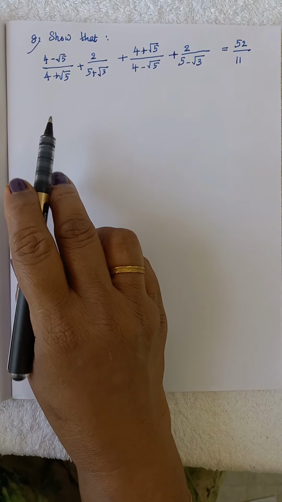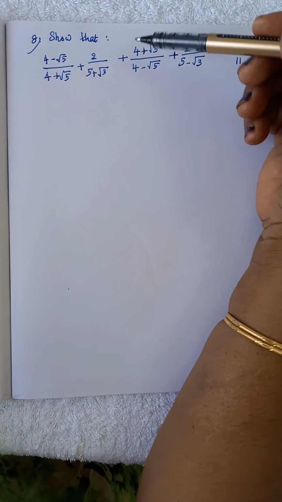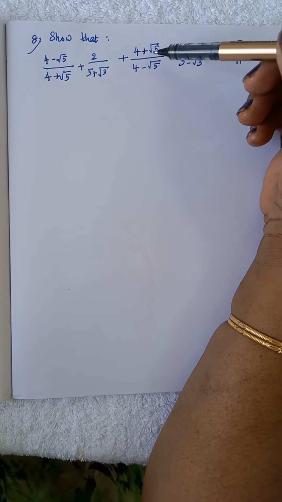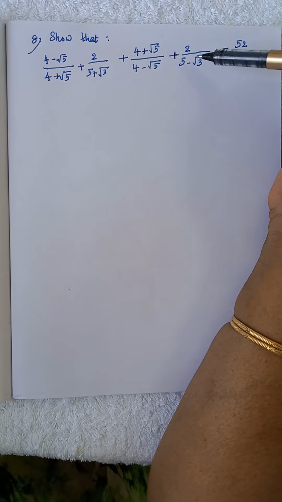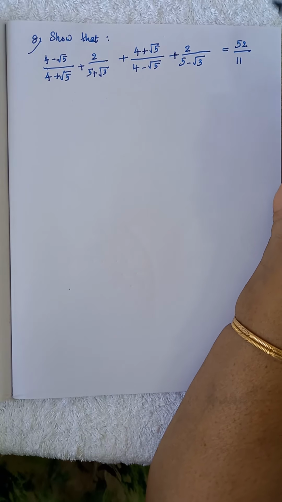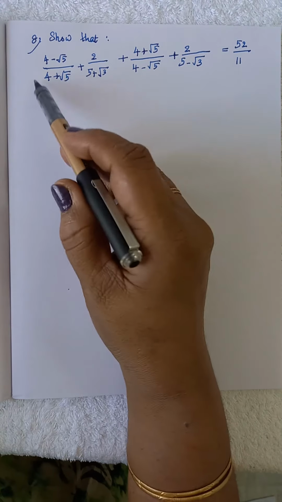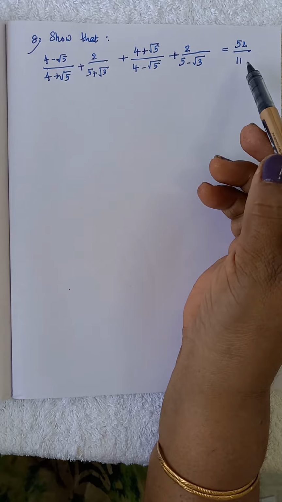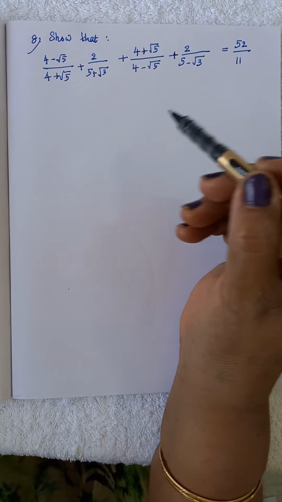Now the 8th question is, show that (4 minus root 5) by (4 plus root 5) plus 2 by (5 plus root 3) plus (4 plus root 5) by (4 minus root 5) plus 2 by (5 minus root 3) is equal to 52 by 11. So here we have to take the left hand side, solve it and show that that is the same as 52 by 11, the right hand side. So let us take the left hand side.